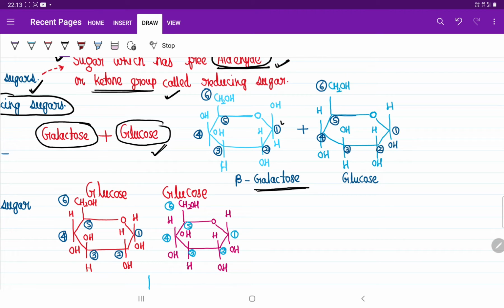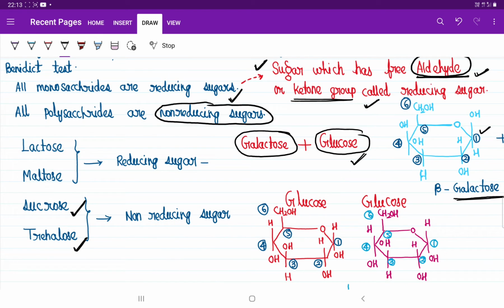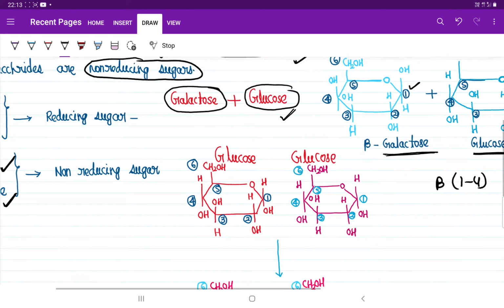Now you tell me here, is the aldehyde group engaged or not, because they are forming a beta 1,4 glycosidic bond. Here, is the first carbon engaged or not? Galactose first carbon is engaged, but glucose first carbon is free or not? Yeah, glucose first carbon is free. That means this lactose has a free aldehyde group, and as it has a free aldehyde group, it can reduce the Benedict reagent. In Benedict reagent, Cu2+ can be converted into Cu+. So they are reducing sugars. Lactose is a reducing sugar.